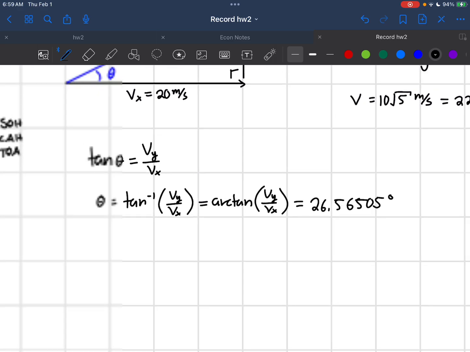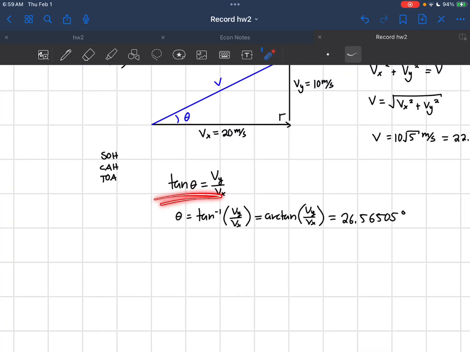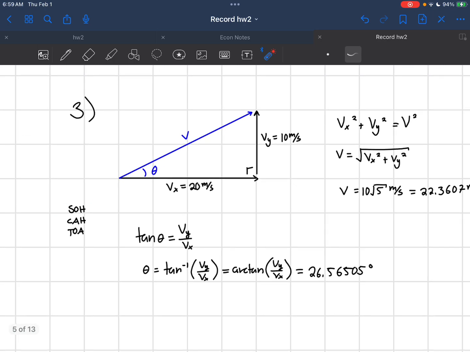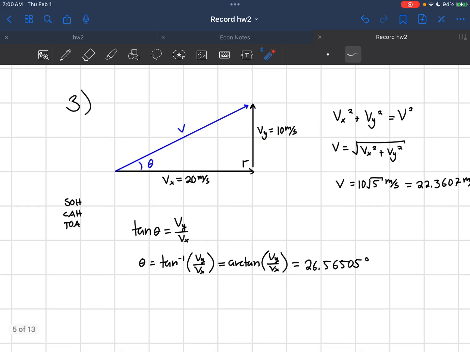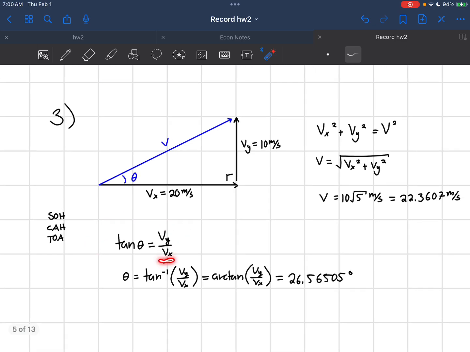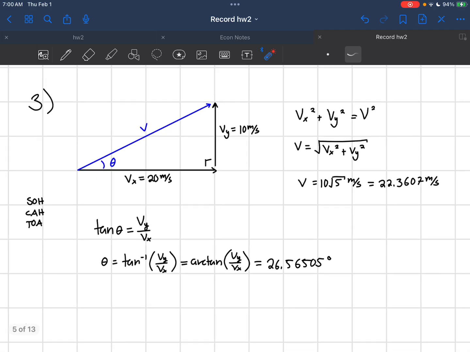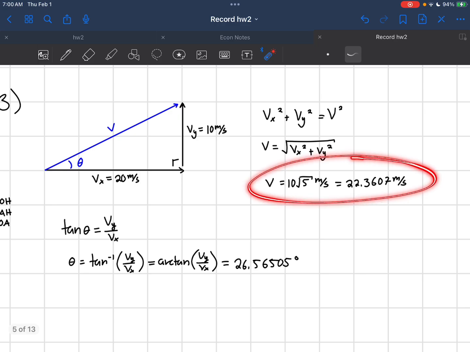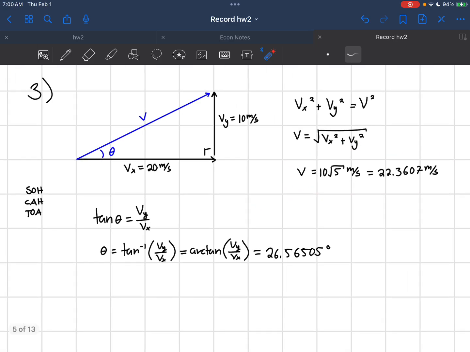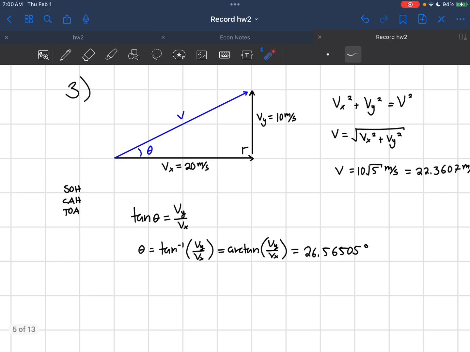26.56505 degrees. Now, the reason I chose tangent, I could have used any of these because I have my opposite, I have my adjacent, and now I have my hypotenuse of this triangle. But I usually like to choose a trig function so that my answer, when I'm plugging things into my calculator, is only based on values that were given by the problem. So a lot of times you will have these kind of cascading problems where you have to use a previous answer in order to solve the next part of the problem. But in this case, we didn't have to do that.